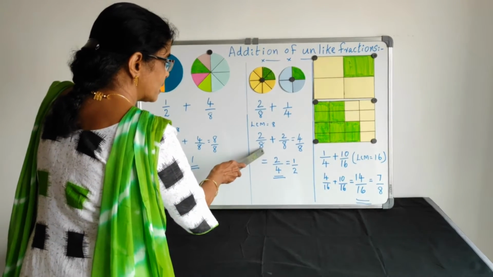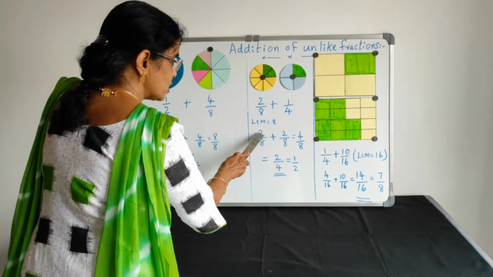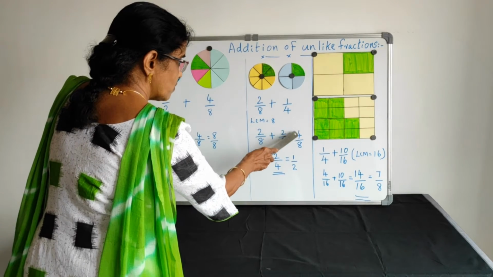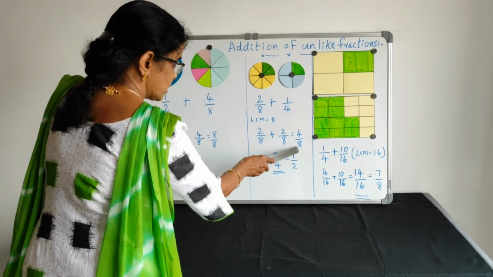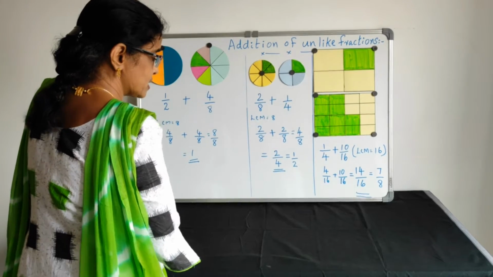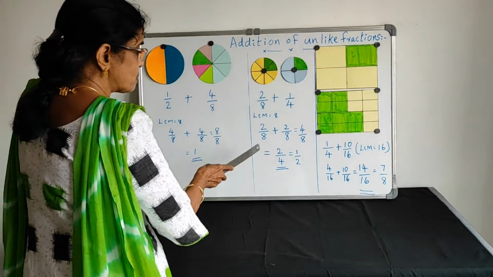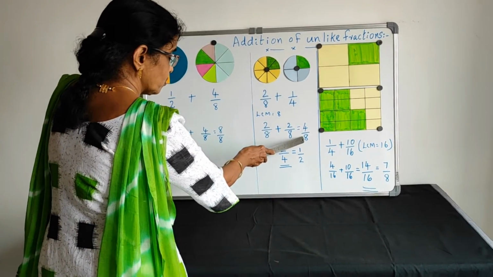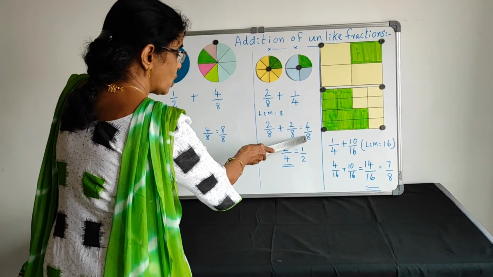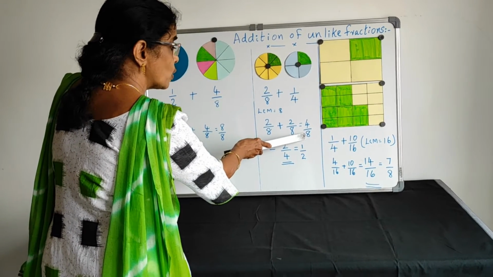Now very simple, like fractions. So you have to add the numerators. 2 plus 2 is equal to 4. Denominator is the same. 4 by 8. Again, closely observe. When we are writing the answer, always you have to put it into the lowest form.